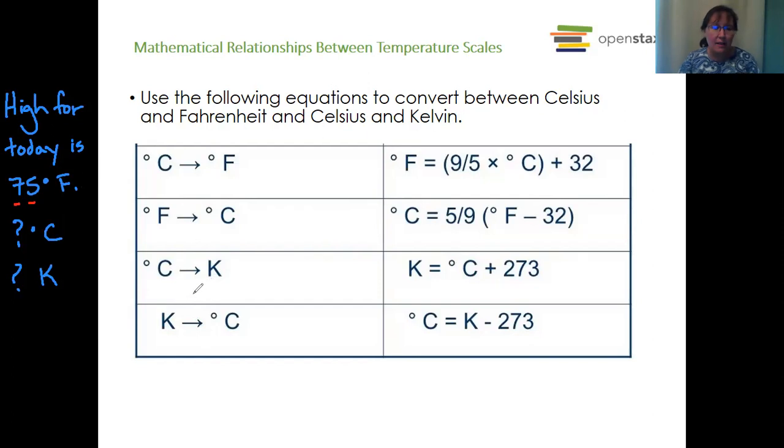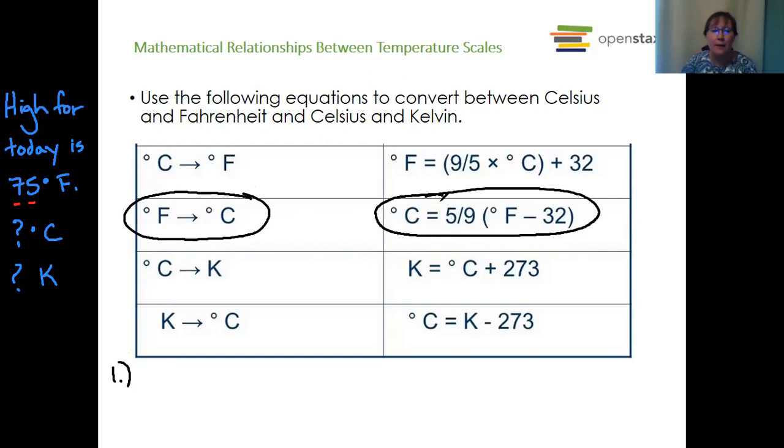Okay, so the first thing that I'm going to do, it doesn't really matter. Actually it does. I can't go from Fahrenheit to Kelvin, so I have to first go from Fahrenheit to Celsius. When I'm going from Fahrenheit to Celsius I'm going to use this one right here. So I plug that in. I say that my temperature in Celsius is equal to 5/9 times my temperature in Fahrenheit, 75 minus 32. Now this is an important thing going forward. This 32 is exact, so don't consider it when you're working with your significant figures.